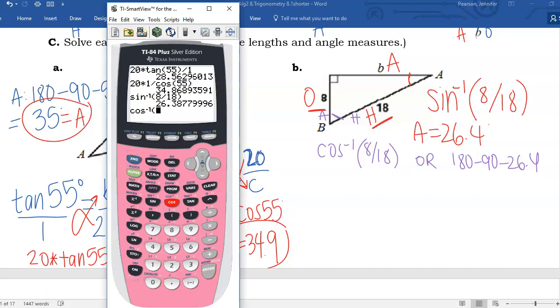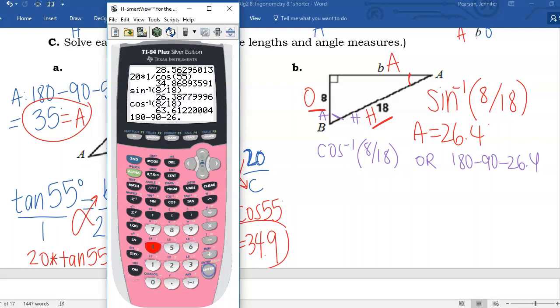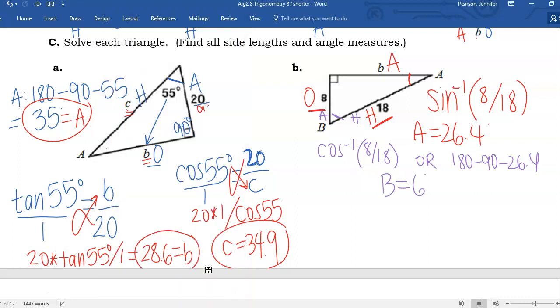If I do the cosine inverse of 8 over 18, I get 63.6. Or if I take my triangle sum minus my right angle minus angle A that I just found, I should get the same answer, 63.6 degrees. For the third side of the triangle, we could go old school, use the Pythagorean theorem, but I want to practice my trig ratios one more time.